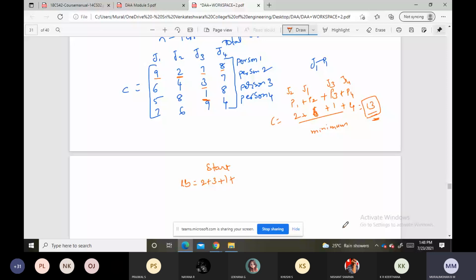So here we are calculating the lower bound, the LB. First we are considering the least values in the rows. The least value out of 9, 2, 7, 8 is 2. Similarly here the least value is 3, so plus 3. The third row, the least value is 1, so plus 1. The fourth row, this value is 4, so plus 4. What is the total of this? So 2 plus 3 is 5, plus 1, 6, plus 4, 10, right? So this is the first node.